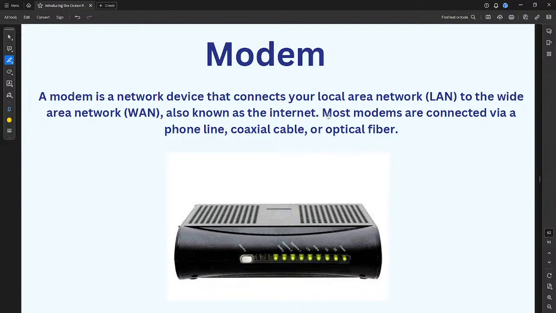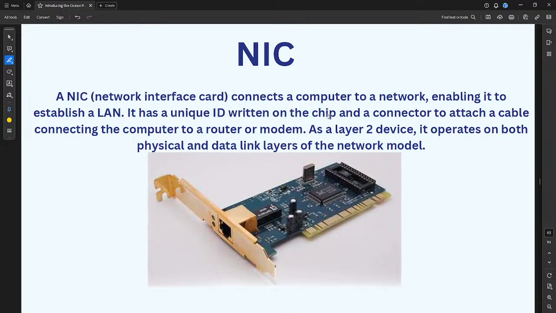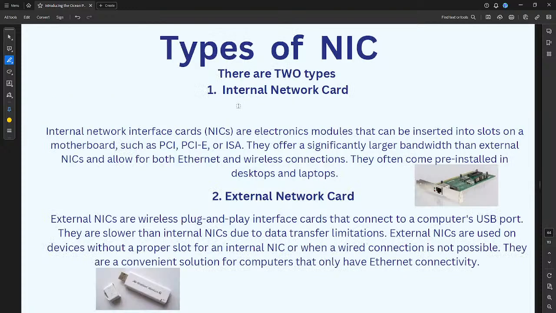Finally, we have a modem, and what the modem does is connect your local area network to a wide area network, such as the internet, for instance. These types of devices, the NIC, we usually find embedded in our systems, in our laptops, and they are like an interface card that helps us connect our computer to the internet.